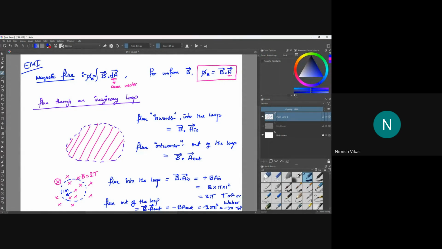So that is about flux, guys. Flux through a loop is what we are finding. And they can ask you two kinds of questions: flux into the loop or flux out of the loop. If you're asked to find flux into the loop, you take the area vector inwards. If you're asked to find flux out of the loop, you take the area vector outwards. That's it. So that is about flux.